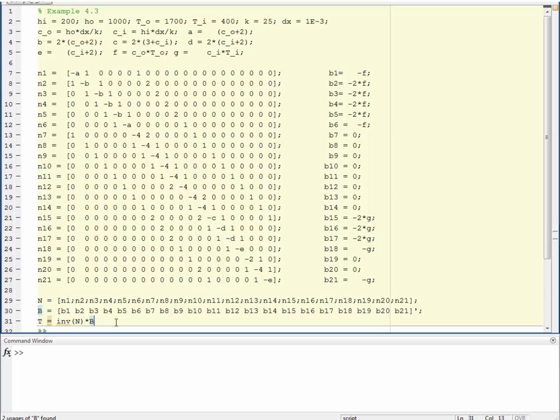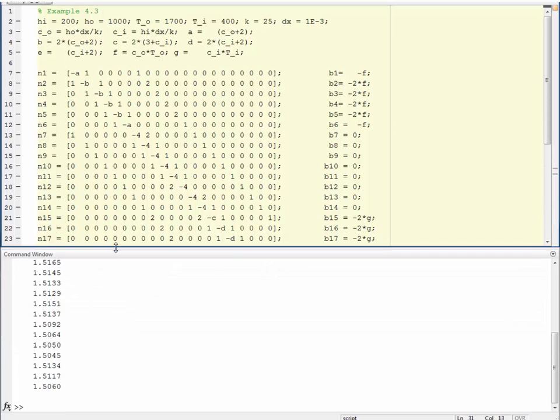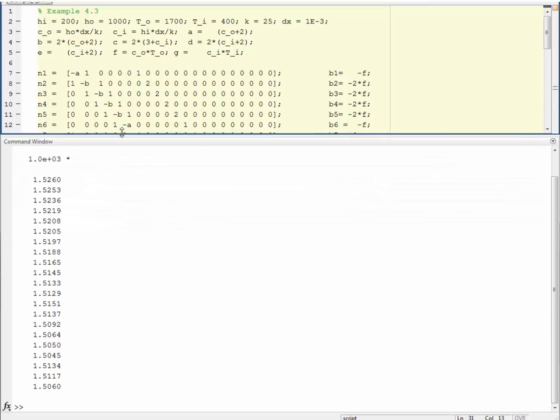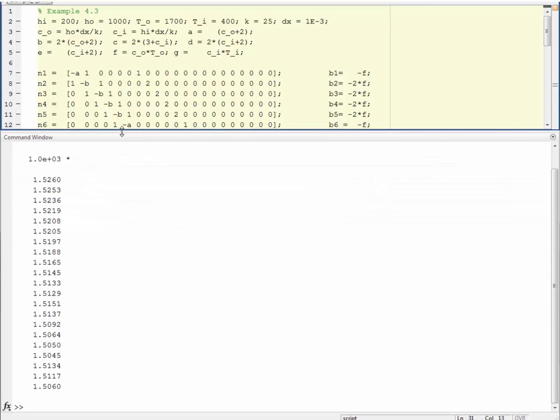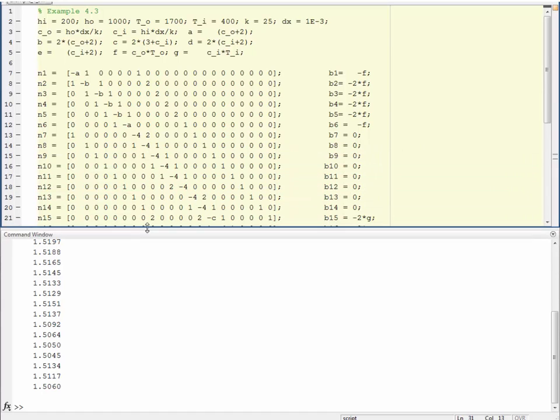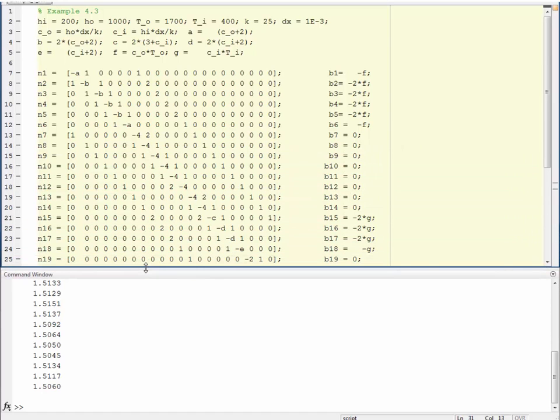I'm going to execute this file, and this is the solution I get. Notice that I have 21 different solutions, and in the way that MATLAB provides the solution, it has a factor of 1 times 10 to the 3. That means that each one of them is, for example, the first one is 1526, and so on and so forth. Please make sure that you are able to set up the solution in MATLAB in the same way and able to get the same solutions.